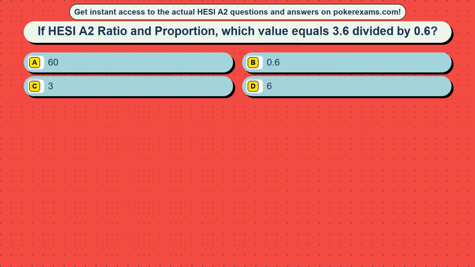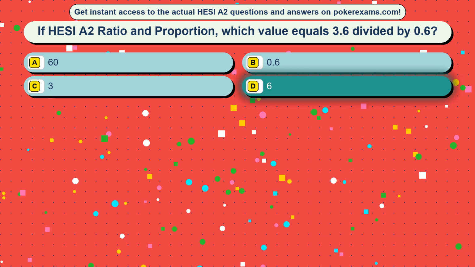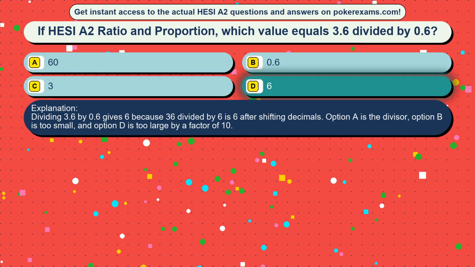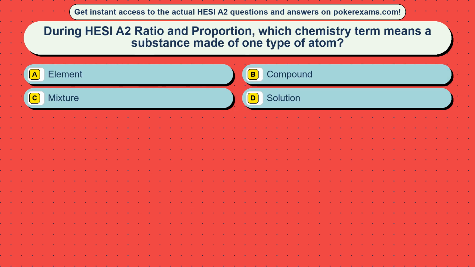Question 40. HESI A2 ratio and proportion, which value equals 3.6 divided by 0.6? Option A, 60. Option B, 0.6. Option C, 3. Option D, 6. The correct answer is option D, 6. Dividing 3.6 by 0.6 gives 6 because 36 divided by 6 is 6 after shifting decimals. Option A is too large, option B is too small, and option C is too large by a factor of 10.